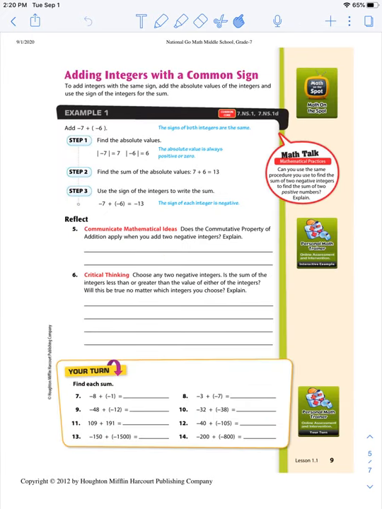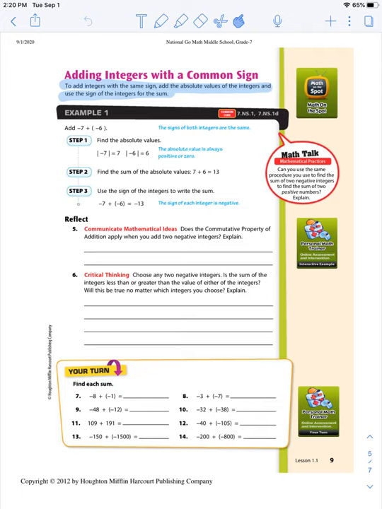All right, so here's a fancy way to phrase what we just learned. To add integers with the same sign, add the absolute values of the integers and use the sign of the integers for the sum. So if you're adding negatives, it's just like adding the absolute value of those negatives and then putting the negative sign in your final answer.